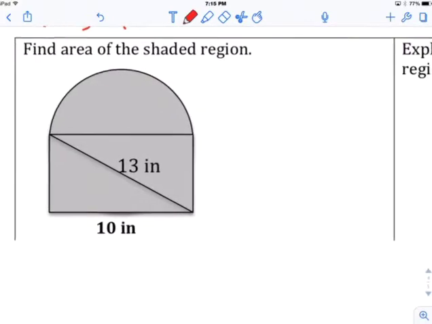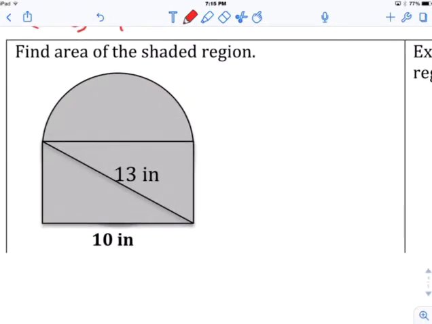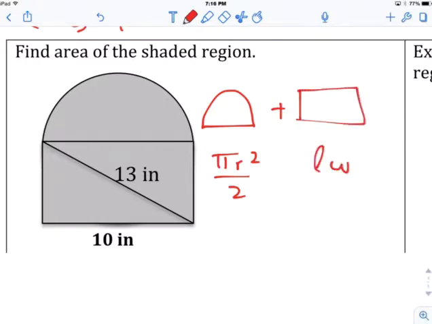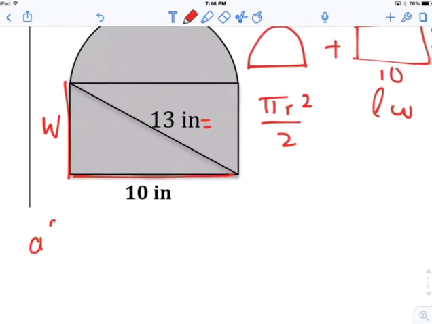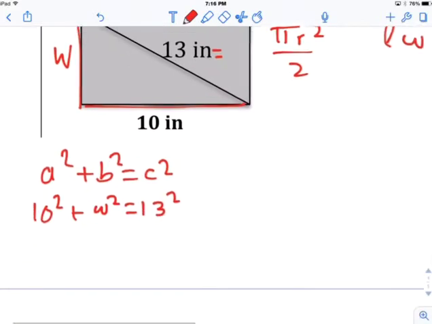Okay, find the area of the shaded region. Okay, first half a circle. That's pi r squared divided by 2 plus the rectangle, length times width, 10 times an unknown. Because there's an unknown, you have to do the Pythagorean Theorem. A squared plus width squared, we're missing a width, equals c squared. Okay, a squared plus b squared equals c squared. 10 squared plus width squared equals 13 squared.